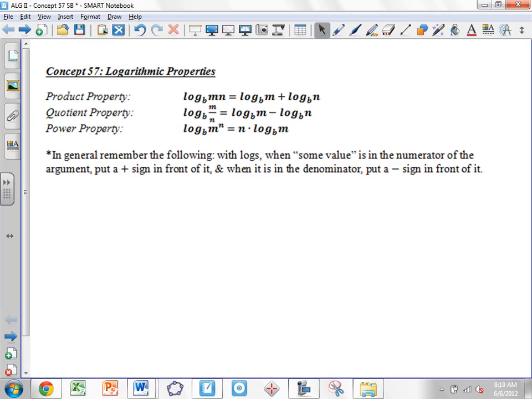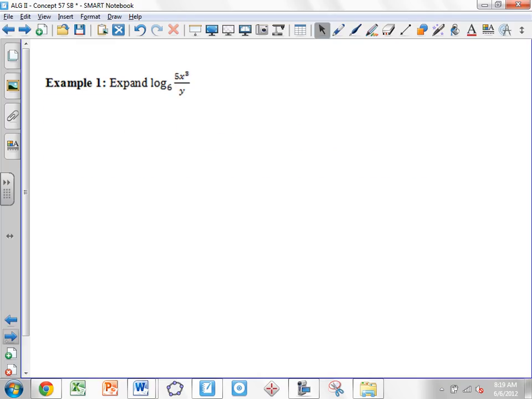Let's look at example 1. Expand log base 6 of 5x cubed over y. So let's look at our rule. Our rule a minute ago told us that when there's a product, we write it as the sum. When there was a product, right here, we wrote it as a sum. Same thing here. So look at the numerator. What is the 5 doing to the x cubed? It's being multiplied, so that's called a product.